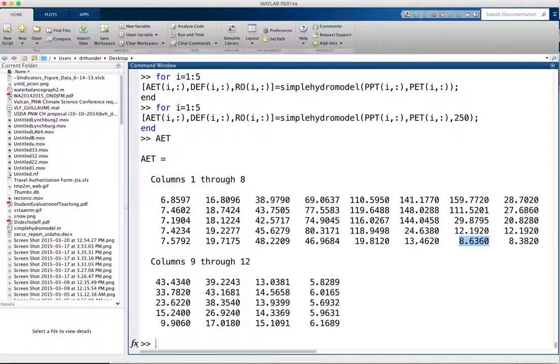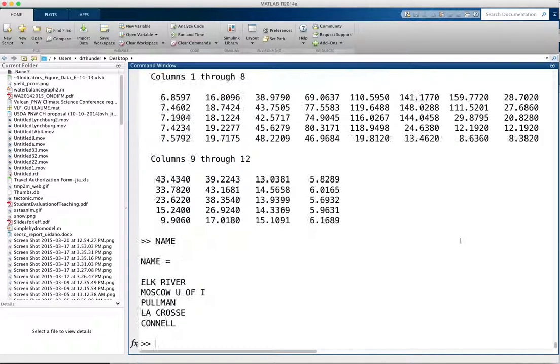And I should mention that the variable name will actually tell you the order of the stations. So here the order is listed from the easternmost station, Elk River, to the westernmost station, Connell, Washington. Connell, Washington is a more arid environment, and hence we see in July that the actual evapotranspiration is quite nominal.